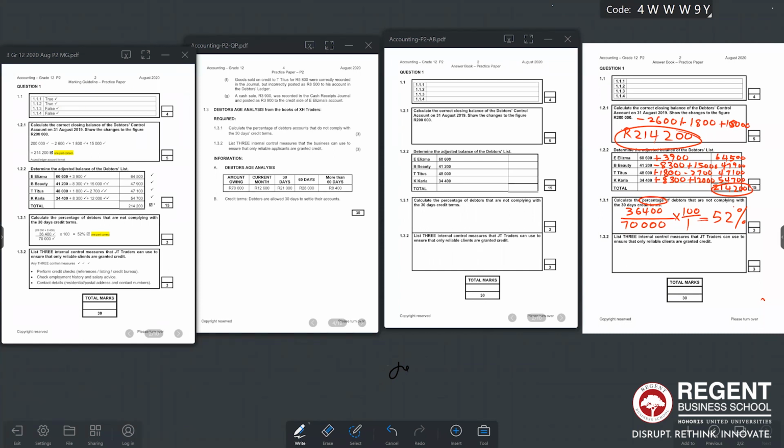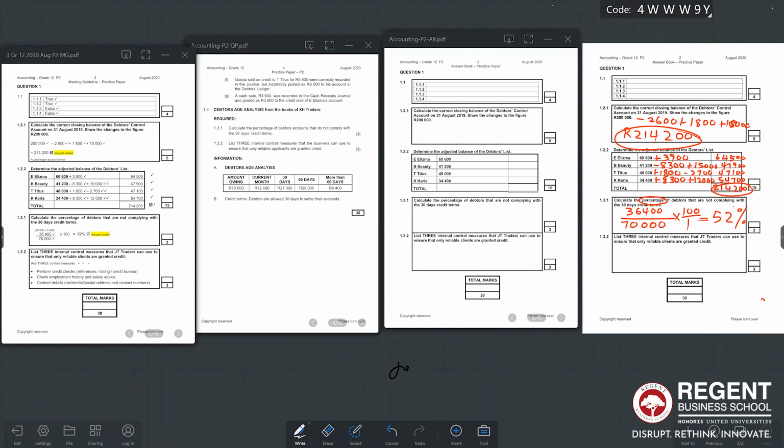There it's all written out nicely, neatly, and you can see they can perform credit checks, check employment history and salary advice, contact details, residential, postal, and contact numbers. So those are some of the details that you will look for when you want to grant credit. You need to read the question carefully. You must get to the point and see what they're asking of you. And if you can do that, I can assure you that you will score full marks.